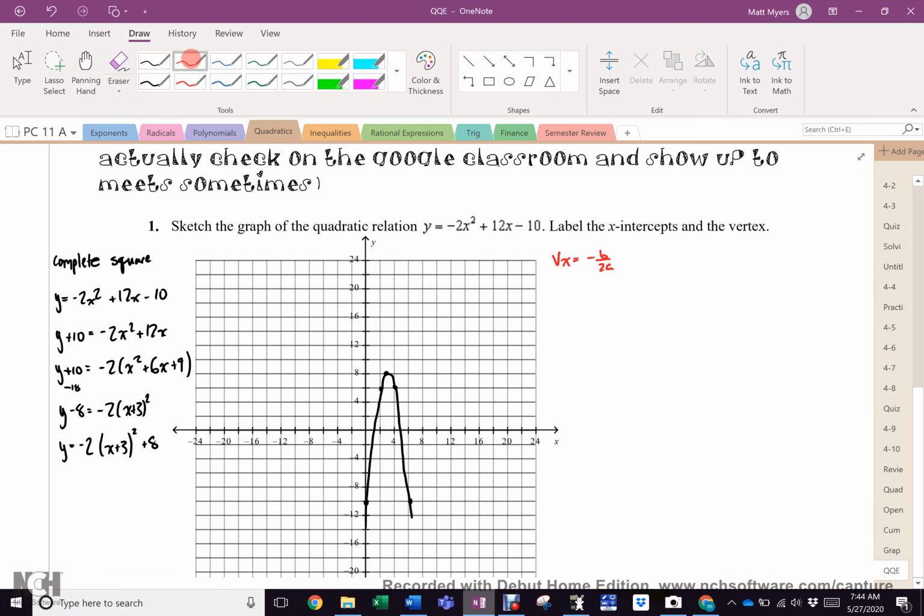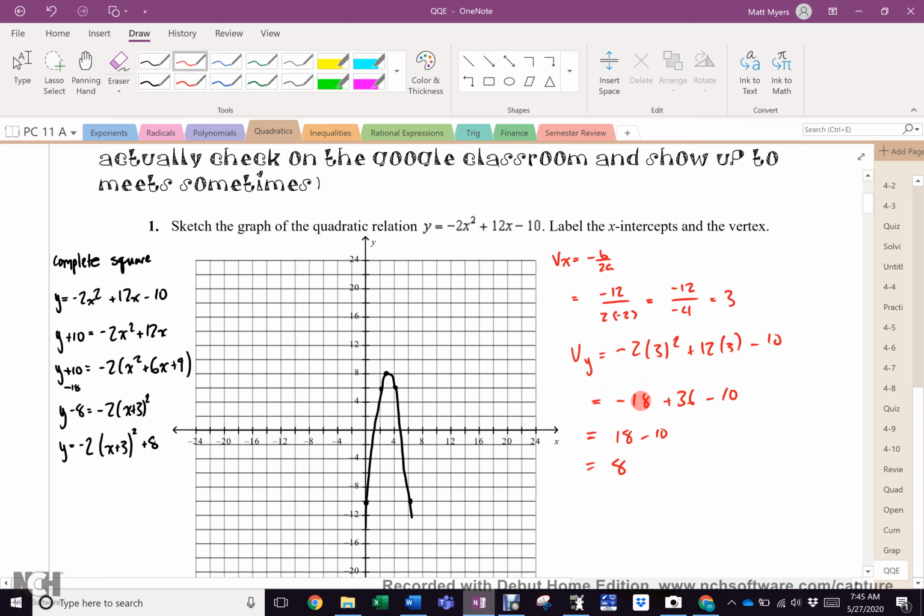If I want to do it with the other one, vertex x equals negative 12 over 2 times negative 2, which is negative 12 over negative 4, which is 3. And then I just substitute that back in. Vertex y equals negative 2 times 3 squared plus 12 times 3 minus 10, which is negative 18 plus 36 minus 10, which is 18 minus 10, which is 8. And then I just do the same thing. My vertex is 3, 8, and then I just count.